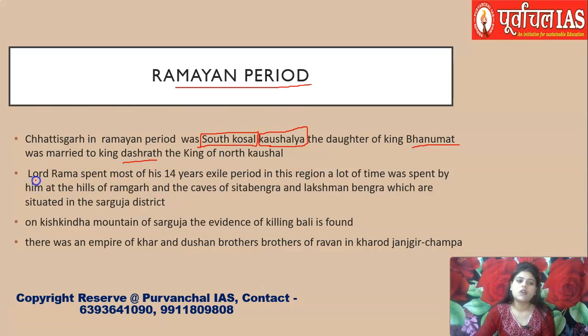Now it is said that Lord Rama spent most of his 14-year exile period in this region. We get the evidences from hills of Ramgarh, again in Raigad district. There are caves of Sita Bengra and Lakshman Bengra, which are in the Sarguja district. On the Kishkanda mountain also we find certain evidences, that is the evidence of killing Bali. Kishkanda mountain is again in Sarguja district. And then the empire of Khar and Dushan, the brothers of Ravan. So the empire of Khar and Dushan is found from where? From a place known as Kharod, which is in the district of Janjgir-Champa.